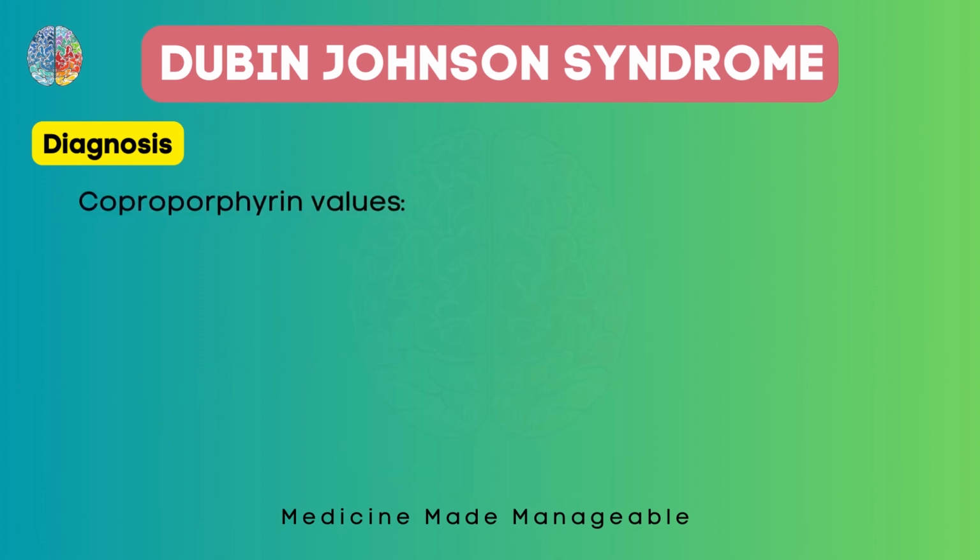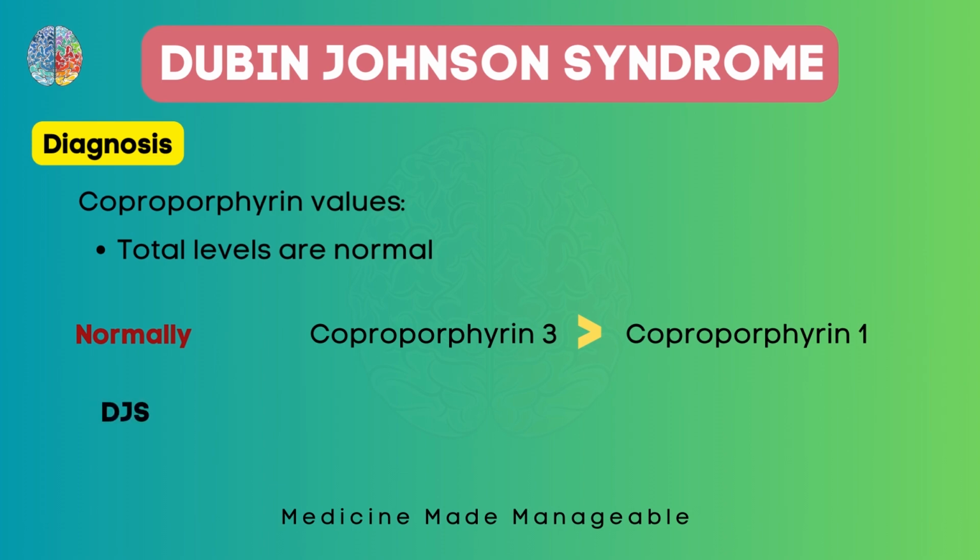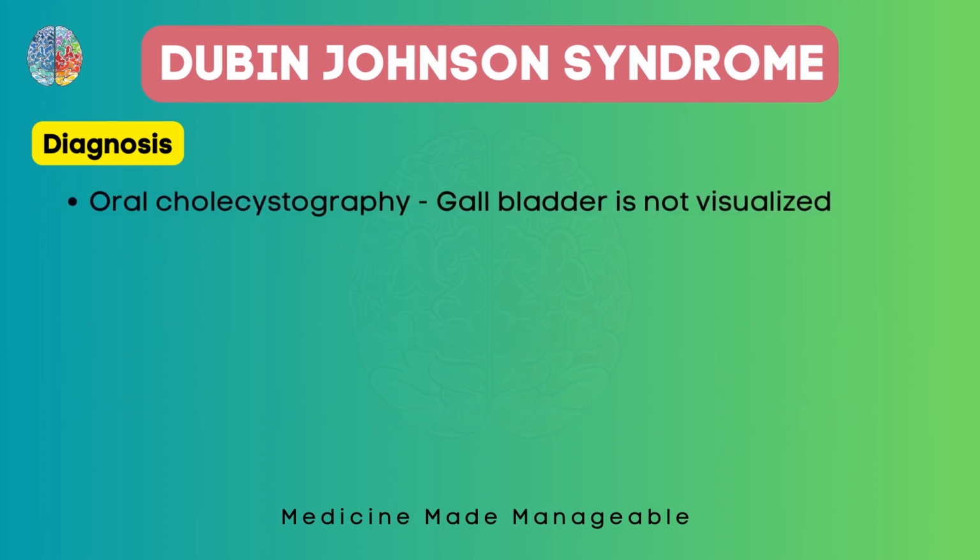Now we can also check the porphyrin values. What we will see in this is that the total levels will be normal, but a very important distinction: in normal cases, the coproporphyrin 3 will be more than 1, but in Dubin-Johnson syndrome, this ratio will be reversed. Now we can also do oral cholecystography. Here the gallbladder will not be visualized.